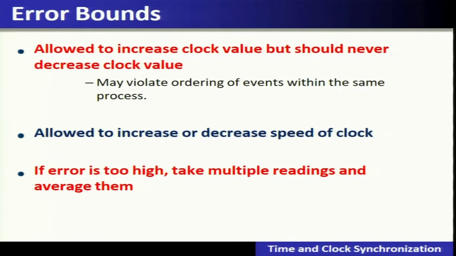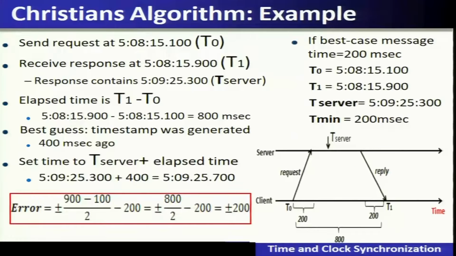As for the error bounds, when you synchronize the clocks, you are only allowed to increase the clock value and not allowed to decrease it, because time never goes back. Decreasing it may violate the ordering of events within the same process. So, you are allowed only to increase the value, but as far as speed is concerned, you are allowed to increase or decrease the speed. In this case, if the error is too high, then you take multiple readings and average them. Another example of Christian's algorithm is shown over here, which we have already explained.